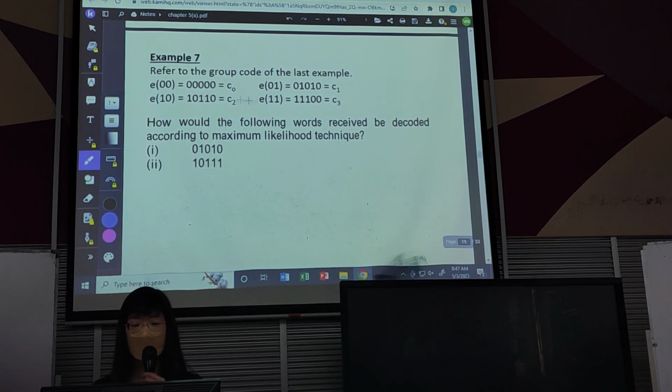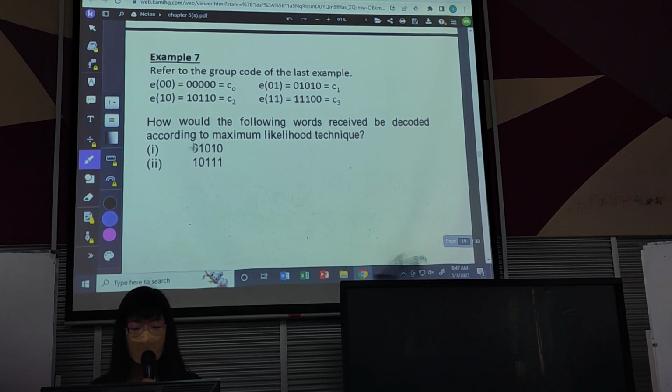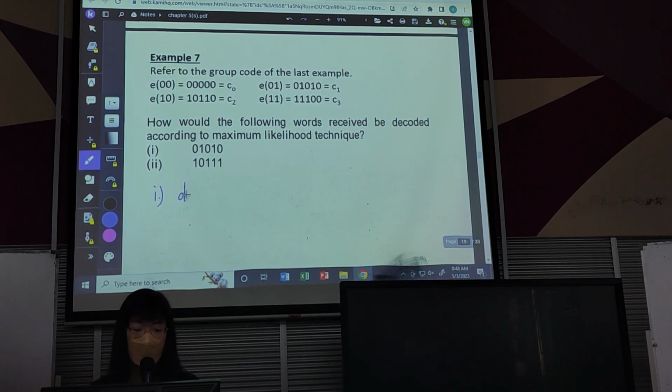Let's say the question gives you these 4 codes. You want to decode 01010. Now, when you want to decode this, we write D. When you encode, you write E.